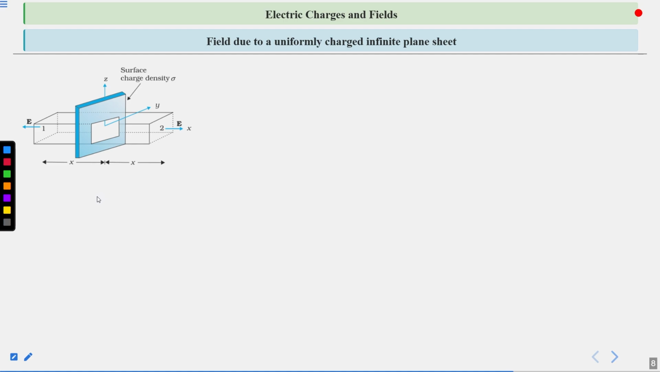Vectorially, the electric field is equal to sigma divided by 2 epsilon naught n cap, where sigma divided by 2 epsilon naught is the magnitude and n cap is the direction. Now what is the electric field due to a uniformly charged infinite plane sheet? That is sigma divided by 2 epsilon naught. Clear?